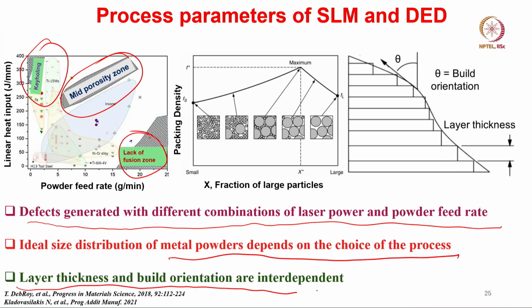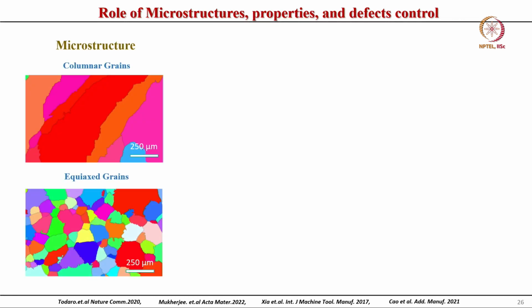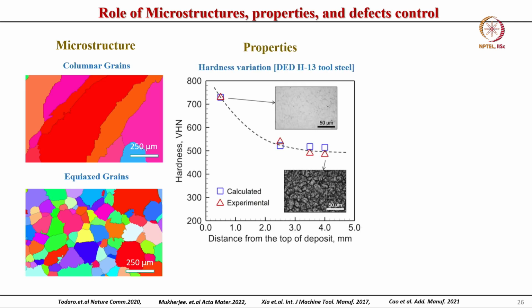Layer thickness and build orientation are essentially interdependent. These are a couple of important messages one has to bear in mind. As I mentioned, this is the classical example of the two different types of microstructures that evolve as a result of a laser based additive manufacturing process. One is the columnar microstructure, one is the equiaxed microstructure. And when these columnar and equiaxed microstructures develop, they will essentially result in different properties.